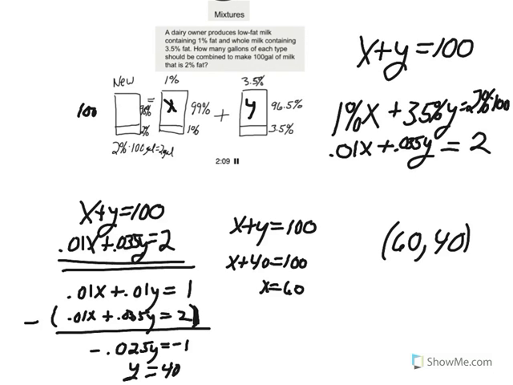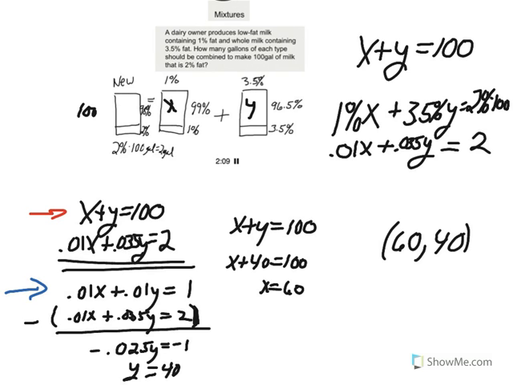So when we solve the system by elimination, we take x plus y equals 100 and put it on top of 0.01x plus 0.035y equals 2. Now, to use elimination, we have to multiply the top equation by 0.01. When we do that, we get 0.01x plus 0.01y equals 1. Then we're going to subtract, and we get negative 0.025y equals negative 1. Divide both sides by negative 0.025, and we get y equals 40.